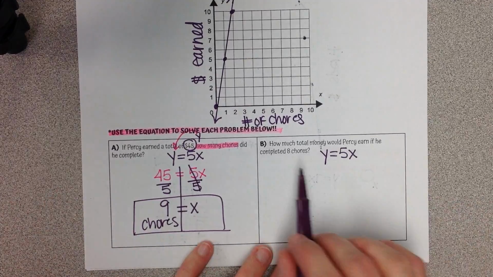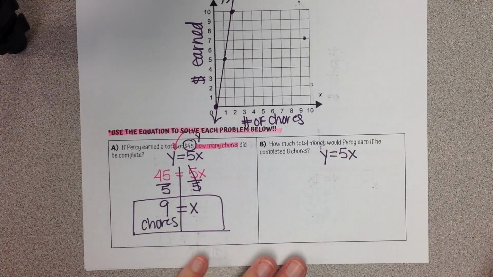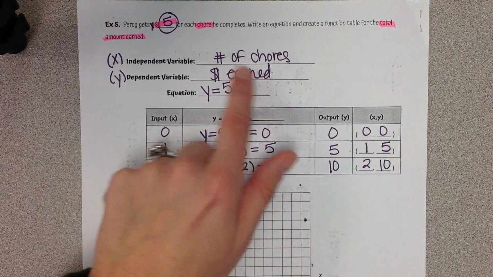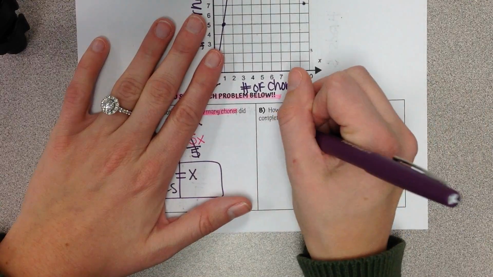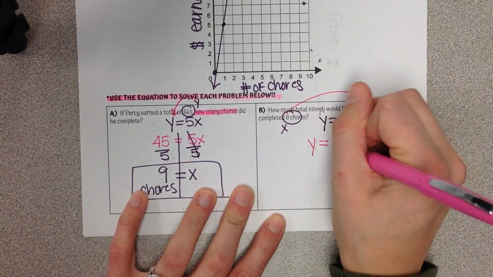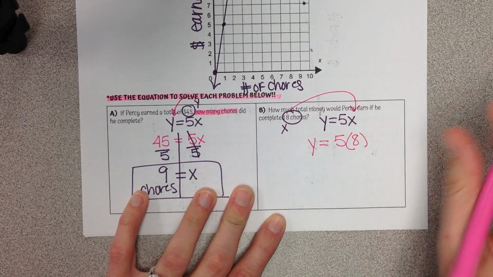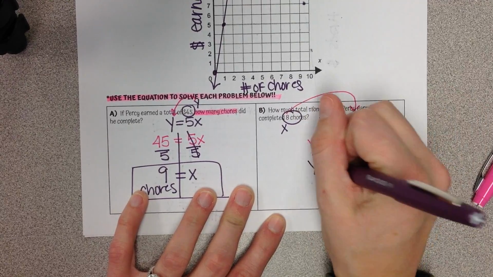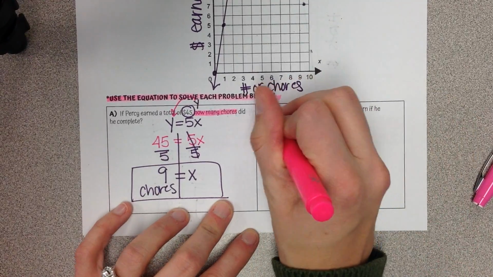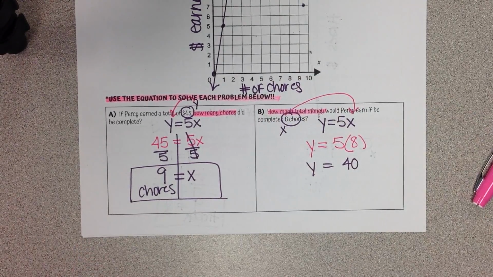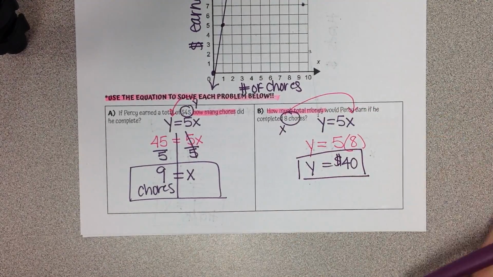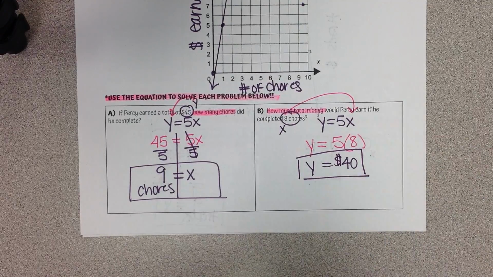And the last one, how much total money would Percy earn if he completed 8 chores? So 8 chores, chores is representing our x, so we're going to plug in 8 for x into our equation. So we don't know y, we know that x is 8, and we're going to evaluate that. 5 times 8 is 40. What were we solving for? The question says, how much total money? So our units here is money. Go ahead and show that you've completed the notes, and then you can move on to the homework.